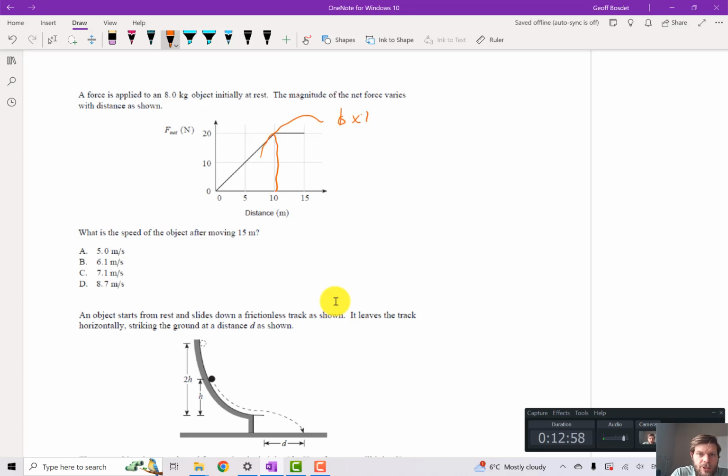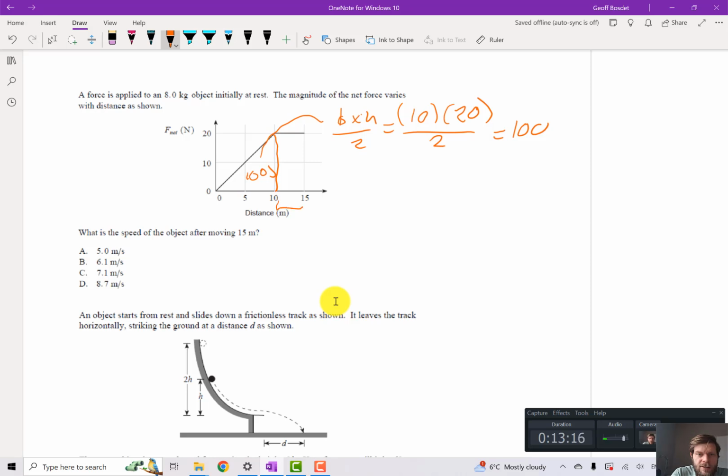Base times height over 2 is our area. Our base is 10. Our height is 20 over 2. 10 times 20 is 200, divided by 2 is 100. So we got 100 joules from this area.